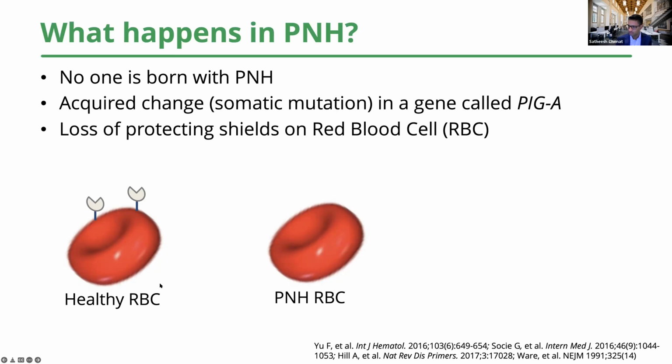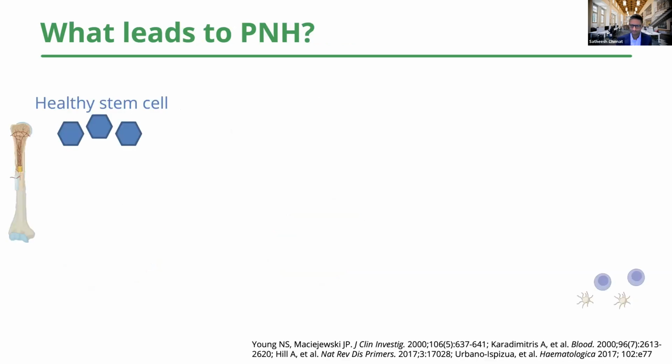So this is a healthy red blood cell with shields present to help protect against complement damage. This is a red blood cell in a patient with PNH, where they have a lack of these shields. They're so susceptible to breakdown, or hemolysis. And we'll talk about this in the next few slides.